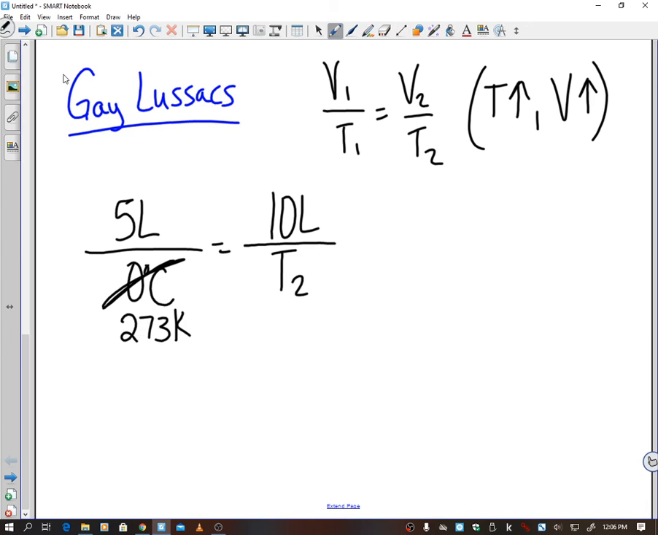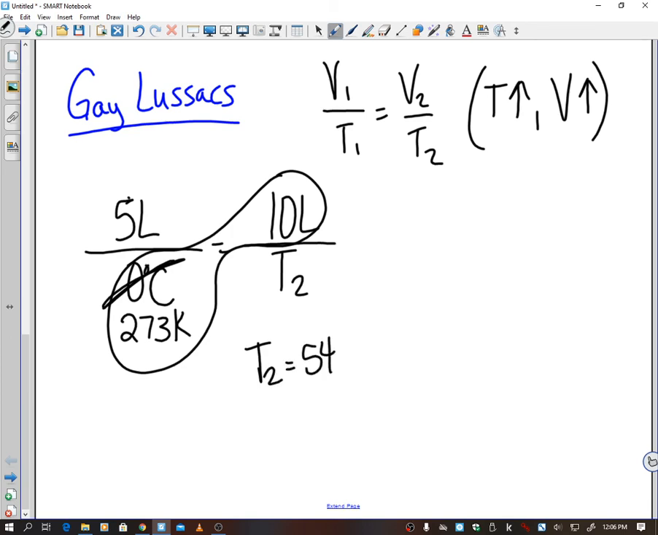So now I'm going to take 273 times 10, and I'm going to divide by my number that is left over, so I'm going to divide by 5. So my new temperature is 546 Kelvin. Now if they asked you what is that in Celsius, I would subtract 273 from that number, and that would be my answer in Celsius.